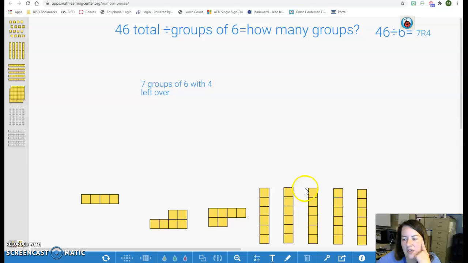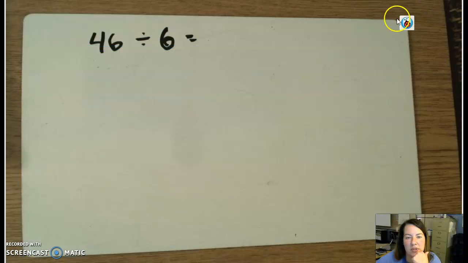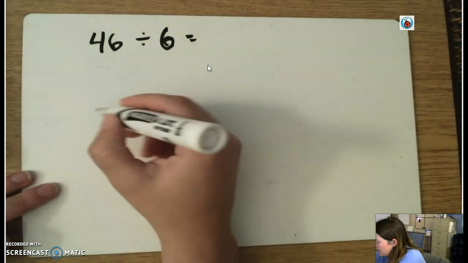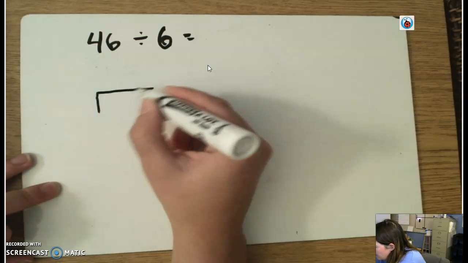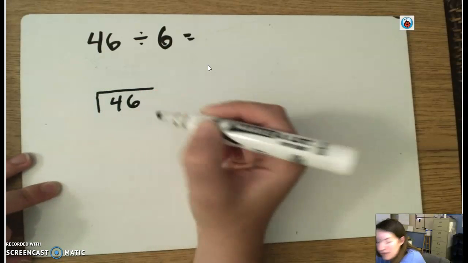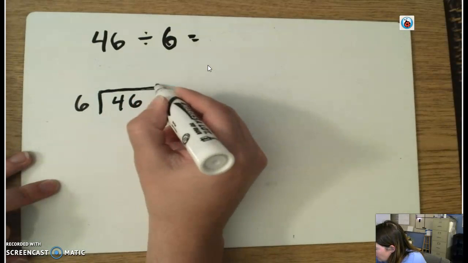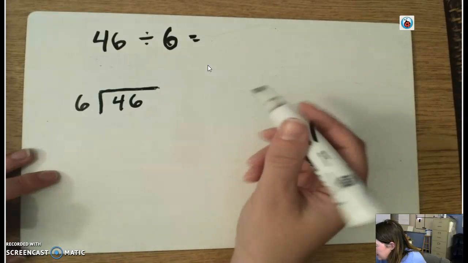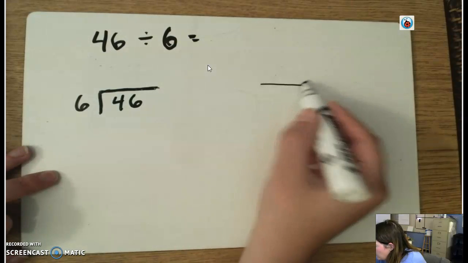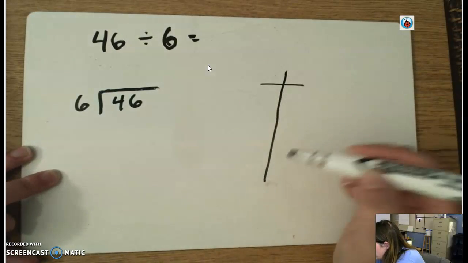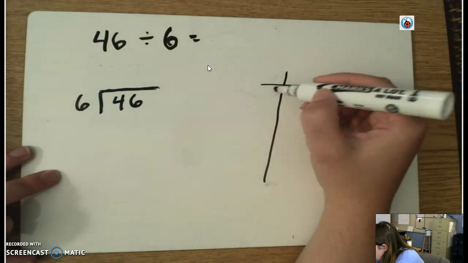So that's how I could solve it using those pieces, but I also want to show you how to solve this using your multiplication facts. I did an example on the other page, but let's take a look at this one. So if I have 46 divided by 6, I'm going to write it this way under our little division house. Since I know I'm making groups of 6, I'm going to list off my multiplication facts of 6. So you guys are going to have to help me.